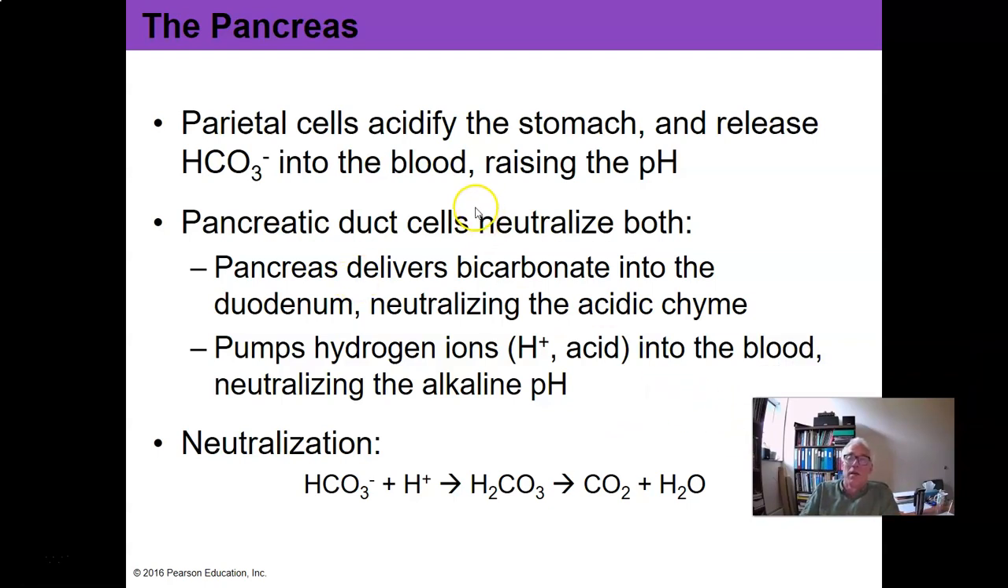The parietal cells of the stomach produce carbonic acid by the action of carbonic anhydrase, and they pump the hydrogen ions into the stomach to produce acid, and they put bicarbonate ions into the blood, the alkaline tide. The pancreatic duct cells are exactly the reverse. They do the exact same thing in the opposite direction. They form carbonic acid and then dissociate that, and they pump the bicarbonate ion into the lumen, into the duct, and then into the duodenum to neutralize all the acid coming from the stomach. And they pump the hydrogen ions into the blood to neutralize all the bicarbonate ion that came from the stomach when it was making its stomach acid. So we neutralize the chyme in the digestive tract, and we neutralize the plasma by action of the pancreas.